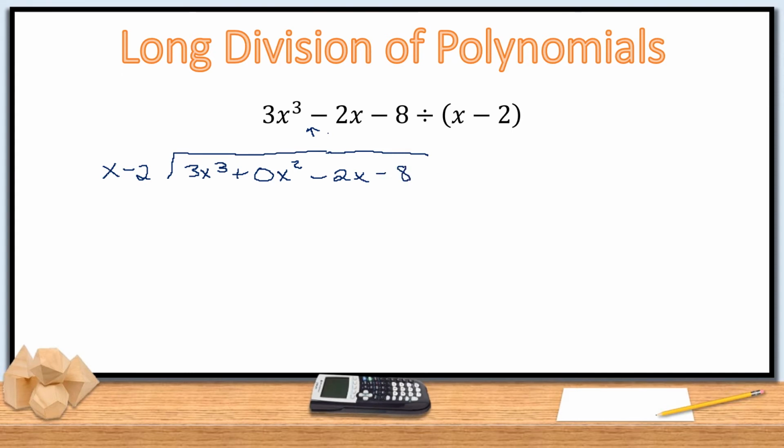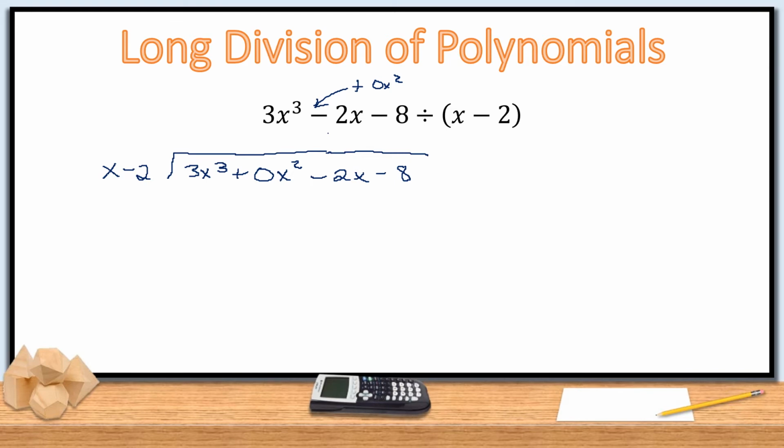You'll see why in a second, but general rule of thumb, if you're missing any of the degrees of x, just insert it in there. So like be like, okay, there's a plus 0x squared going on here. So you have x to the power of 3, x to the power of 2, x to the power of 1, x to the power of 0 technically is a constant. All right, so let's get started.